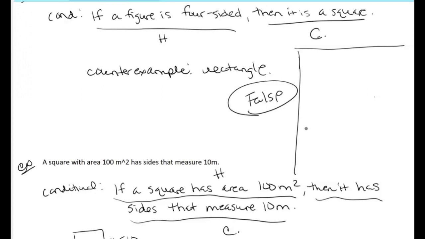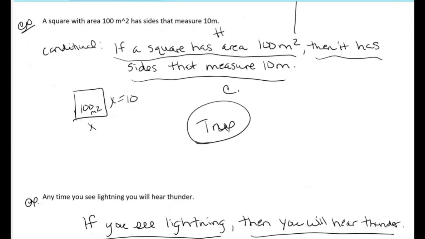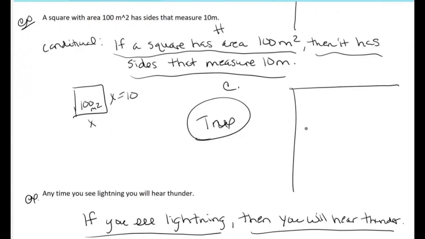All right, so for the next one, if a figure is 4-sided, then it is a square. If we want to write the converse, we would write, if a figure is a square, then it is a four-sided figure. So if a figure is a square, then it is a four-sided figure. And that part is actually true. All right, let's do one more, and then I'll have you practice the last one.